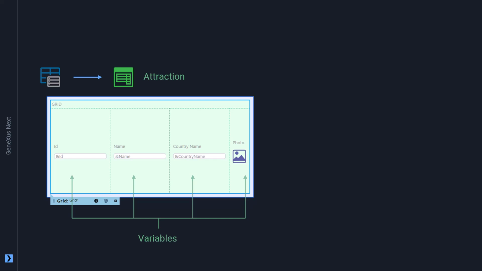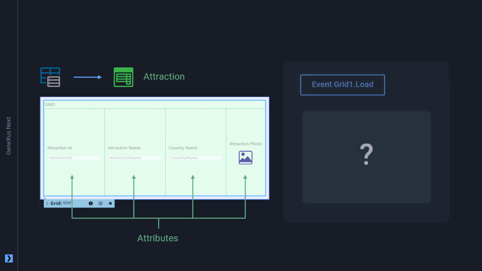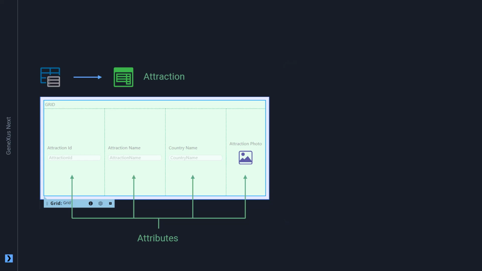What if we could indicate to the grid that it will have as base transaction traction, and instead of specifying variables for the grid columns, we choose directly the attributes attraction ID, attraction name, country name, and attraction photo. And in the load event, we do not program anything at all? Won't this be enough for GeneXus to understand what to do? The answer is yes.